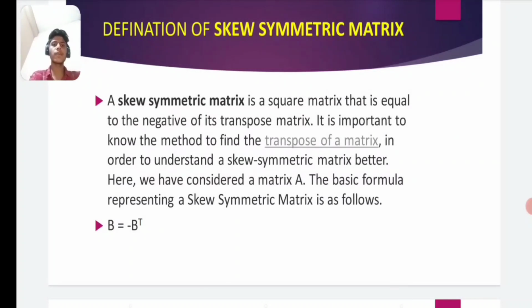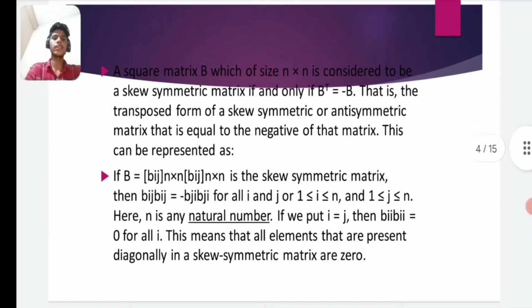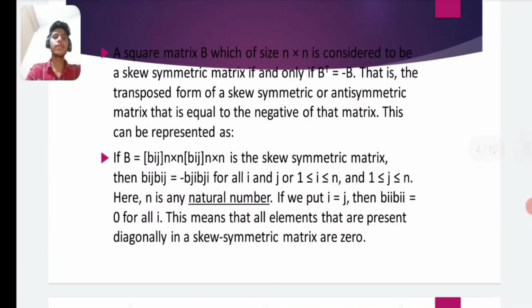The basic formula representing a skew symmetric matrix is B equal to B transpose, or else A equal to A transpose. So a square matrix B of size n into n is considered to be a skew symmetric matrix if and only if B transpose equals minus B. That is, the transpose of a skew symmetric or antisymmetric matrix is equal to the negative of the matrix.